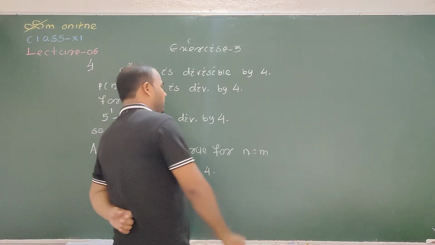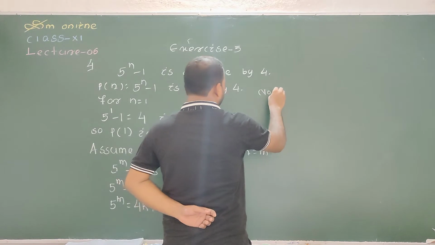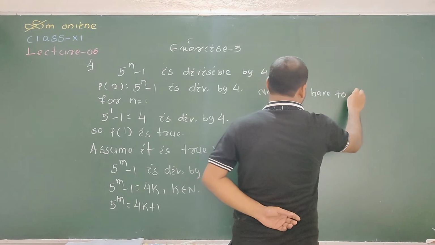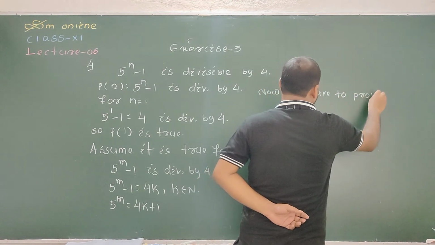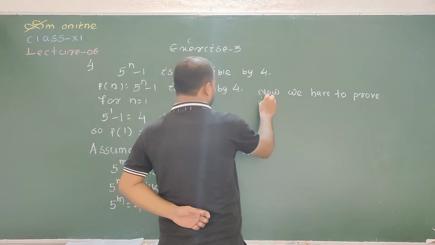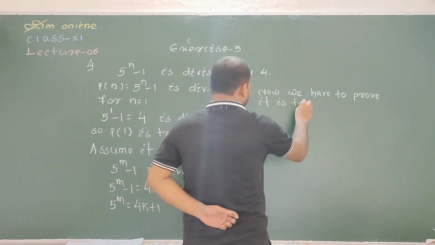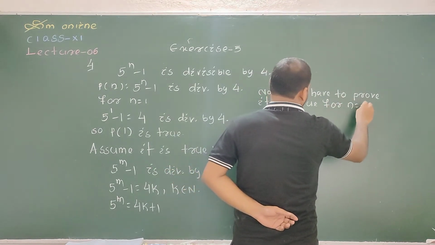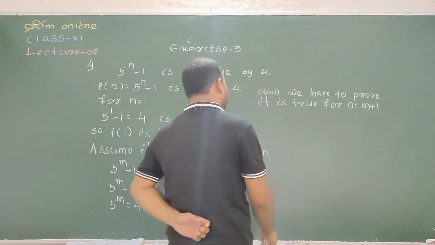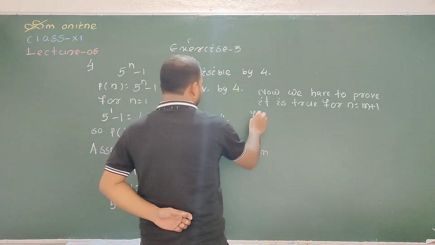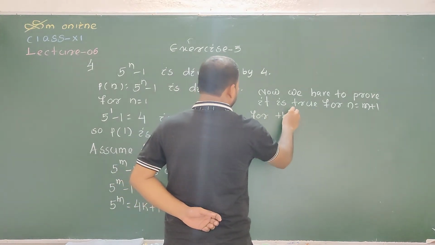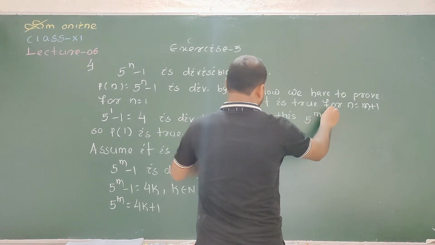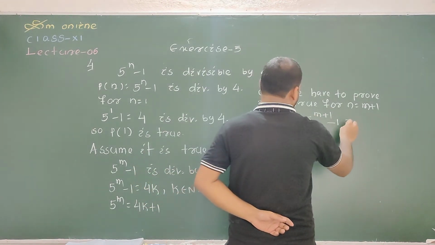Okay, now we have to prove it is true for n equal to m plus 1. And for this we have to prove that 5 to the power m plus 1 minus 1 is divisible by 4.